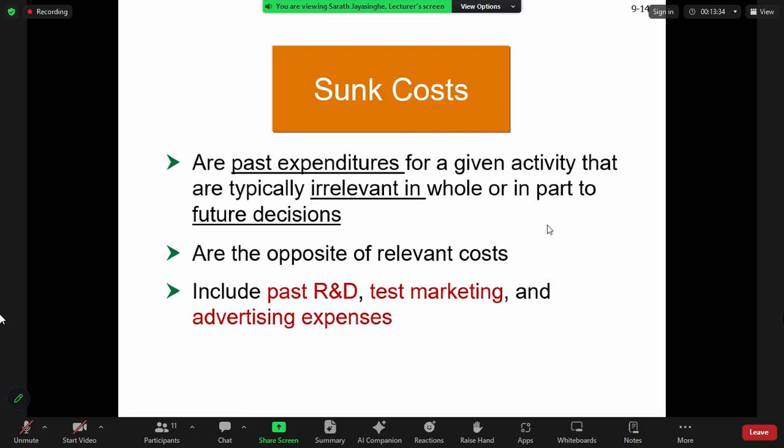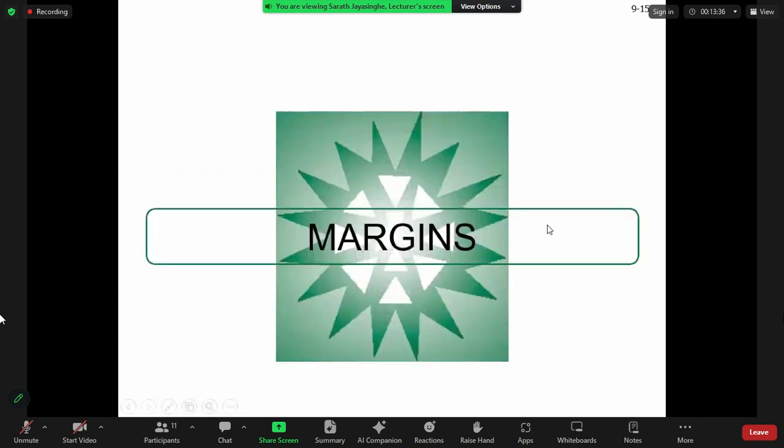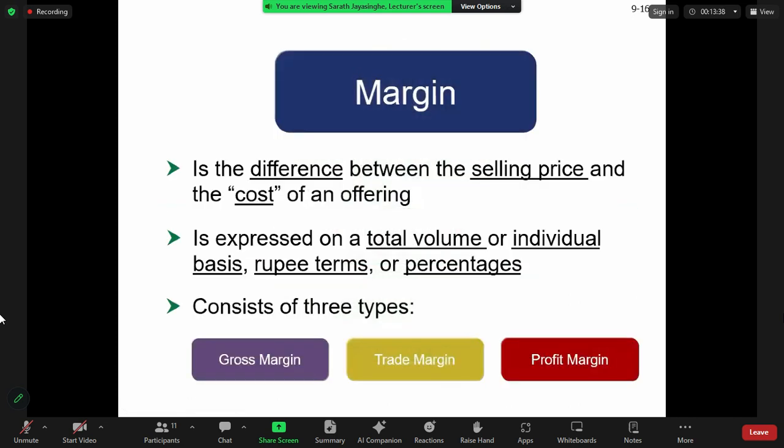Then margins. You have to consider these margins also, because we have to set the prices, change the prices. We have to understand the price elasticity. Margin is the difference between the selling price and the cost. So you are comparing selling price and cost. That difference is the margin.